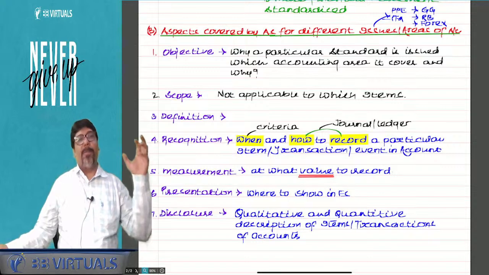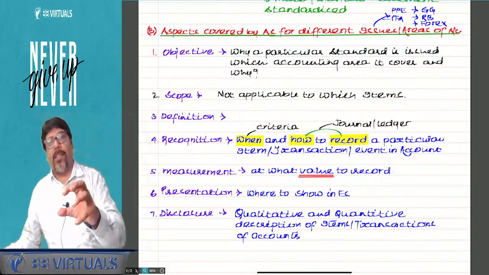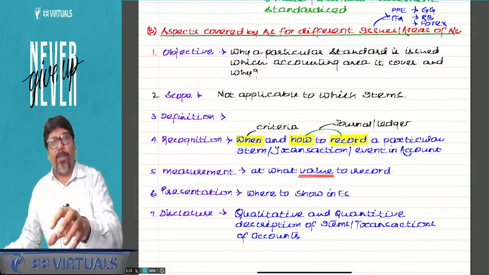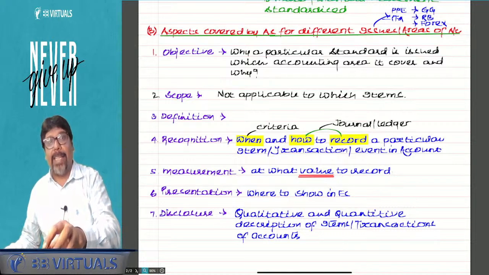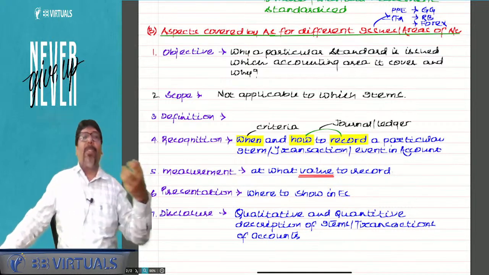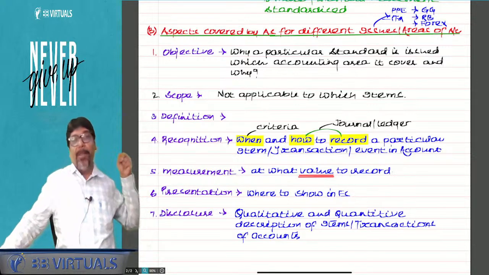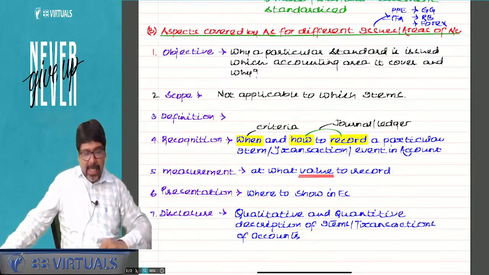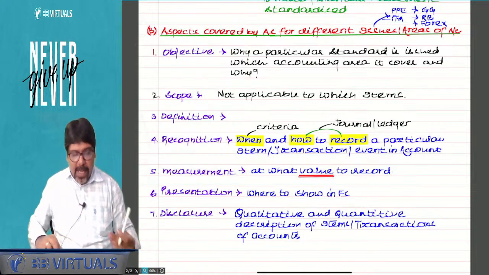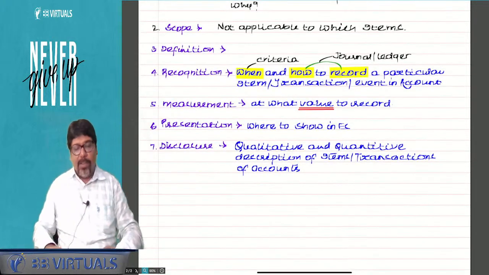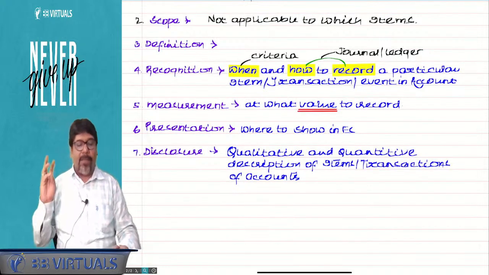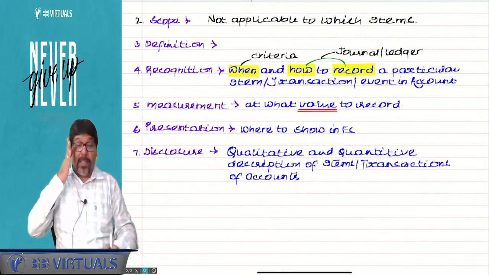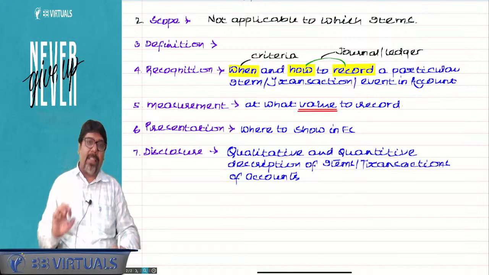So that means when you want to record, you pass the journal entry. So it will come in your books of account. When I say de-recognition, that means you are removing from books of account. When you record, it is known as recognition. When you remove, it is known as de-recognition. Am I clear? Yes or no? Yes, sir. So now you understood. But let me tell you, chartered, 4, 5, 6, 7 are the most important: recognition, measurement, presentation, and disclosure.